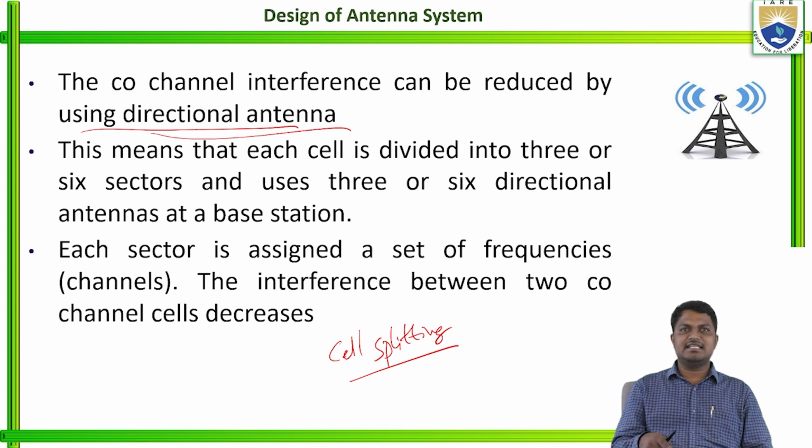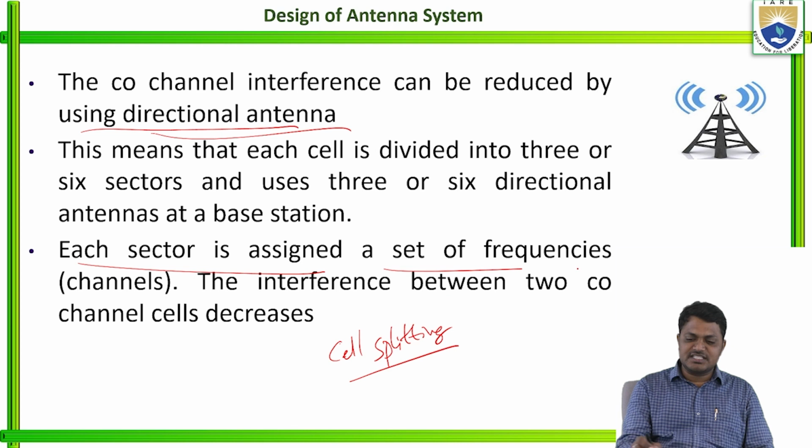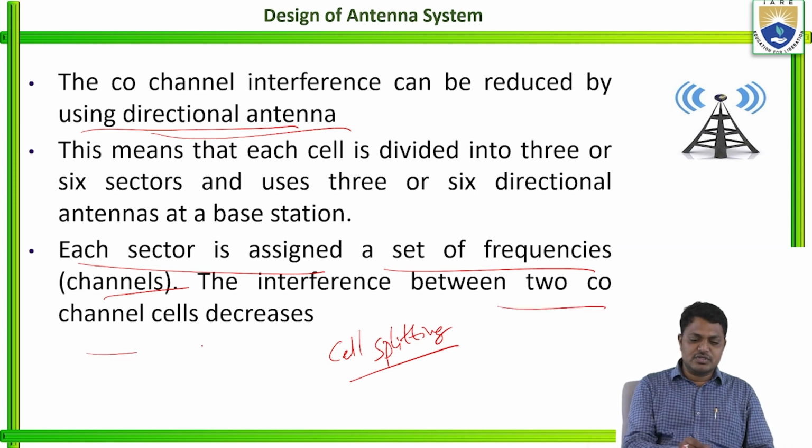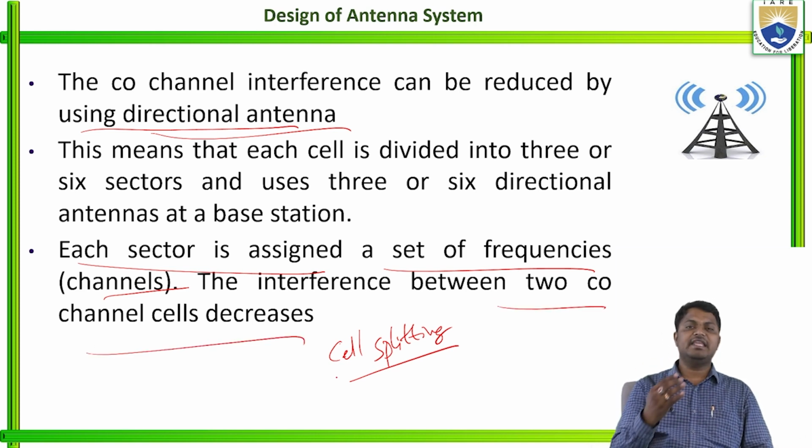So with 3 or 6 sectors, the directional antennas are at the base station, and each sector is assigned a set of frequencies. We are using the directional antenna for each sector and assigning a set of frequency channels. Then the interference between co-channels will decrease automatically, because when customers, cells, calls or traffic are increasing, we do the sectoring method, that is 6 or 3 sectoring, right? So these 3 or 6 directional antenna base stations we are establishing automatically.